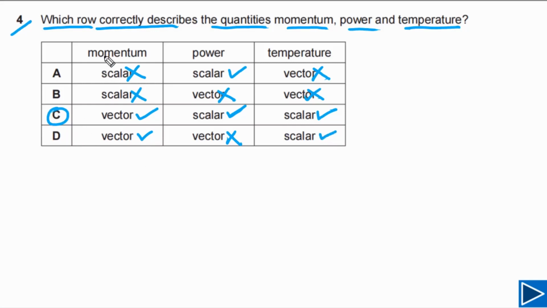So simply you need to understand momentum is vector, power is scalar because power is equal to work done over time. So it's a scalar. Temperature is also a scalar quantity. When we talk about temperature or power, we don't need to talk about direction. So that's the reason power and temperature are scalar, but momentum is a vector quantity.